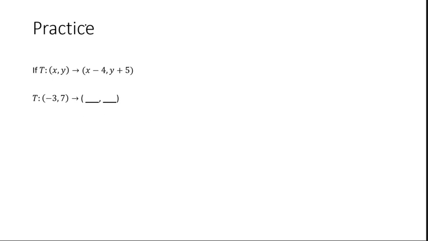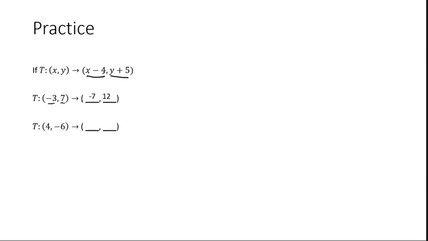To do this, we just look at this function right here. We take x minus 4 to get the x value. So we take negative 3, put that in for x. Negative 3 minus 4 would give you negative 7. Then notice that we do y plus 5 for the y value. So we take the 7 and add 5 to get 12. So this point (negative 3, 7) would be mapped to (negative 7, 12).